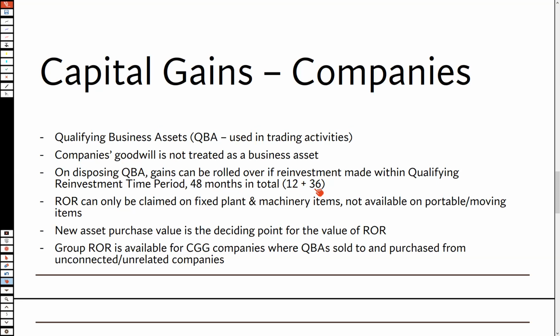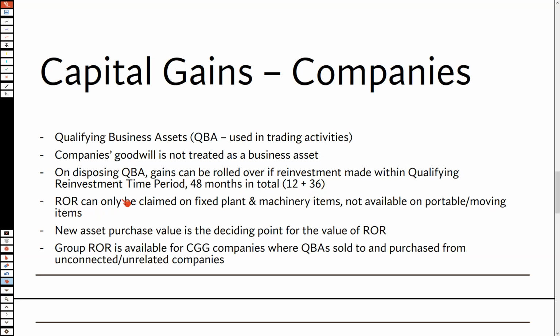Let's say today's date is 22nd Feb 2023, and we, being a company, are disposing of an asset. Are we able to claim the relief? We have to check whether we purchased an asset within the 12 months before today's date, or whether from today's date, within the next 36 months, we purchase an asset. Then the investment would meet the qualifying reinvestment time period and you would be able to claim the relief. That's in total 48 months, 12 months prior to the disposal and 36 months subsequent to the disposal. If any asset is purchased in between, then the rollover relief can be claimed.